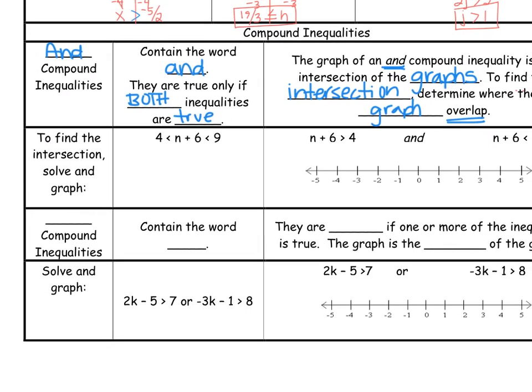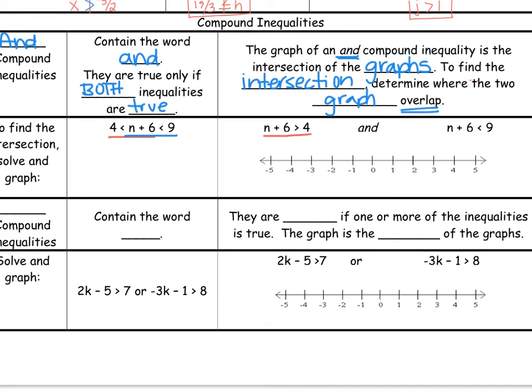So this inequality right here is an and. Well, is the word and missing? It is, but we don't see the word or, so we know that it's an and. So 4 is less than n plus 6 is less than 9 can also be stated as n plus 6 is greater than 4, which is this inequality right here. And we can also say it as n plus 6 is less than 9, which is this inequality over here.